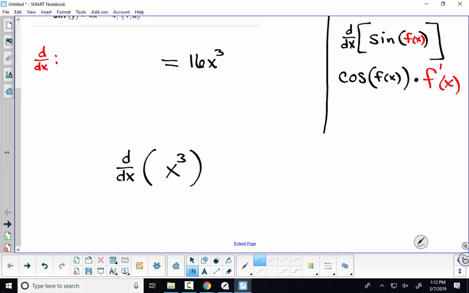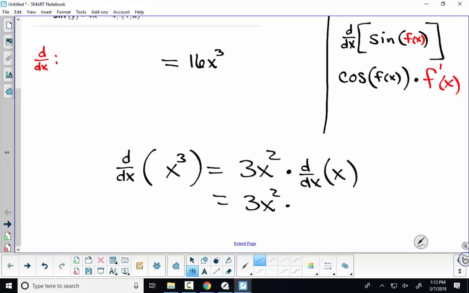the derivative of x cubed, we said by the power rule is 3x squared. But what we're really not seeing there is that we're multiplying by the derivative of the inner function, which is just x. The derivative of x with respect to x is 1, which is why we don't see that. But we have been doing the chain rule. Every derivative involves a chain rule, if you think about it. Does that make sense?